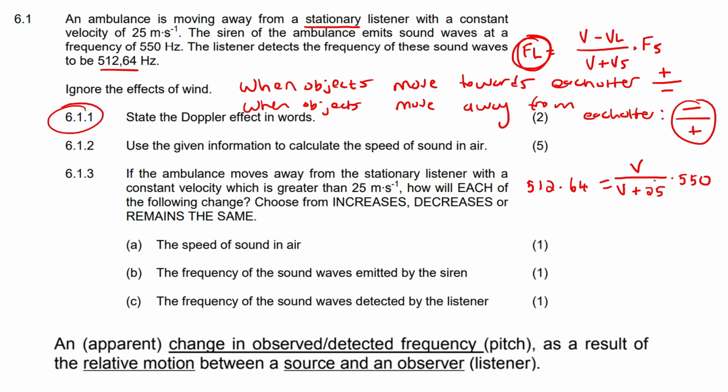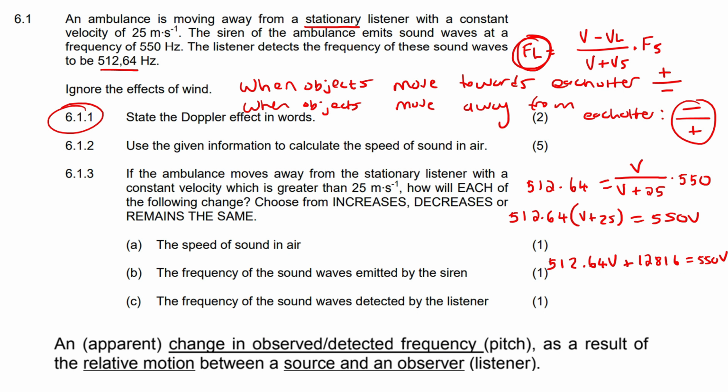Okay, I'm going to multiply these two together because they're both next to each other, and then I'm going to multiply this part over to the left-hand side. So you're going to end up with that, and then that. Then I'm going to multiply the 512 into the bracket, so 512.64V plus, now I've got to multiply those two together, 12,816, thank you for it being a nice number, and then that's equal to 550V.